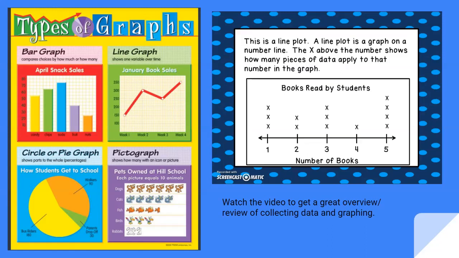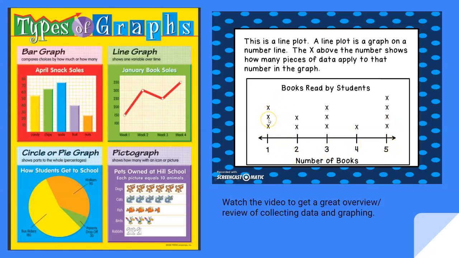What you have here is a line plot. A line plot is a graph on a number line. The x's above the number show how many pieces of data apply to that number in the graph. So if you look at the graph on the screen, it's titled Books Read by Students. Each graph needs a title. And down below it says number of books. And you can see that there's 1, 2, 3, 4, and 5. And what that means is some students read 1 book, some students read 2 books, some students read 3 books, 4 books, and 5 books.